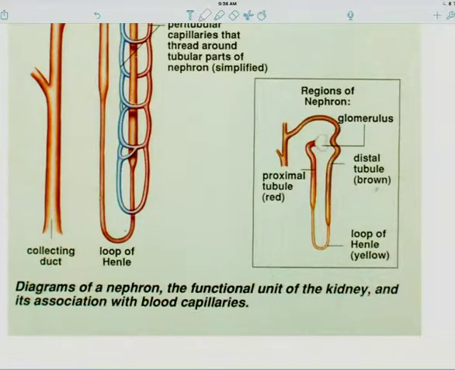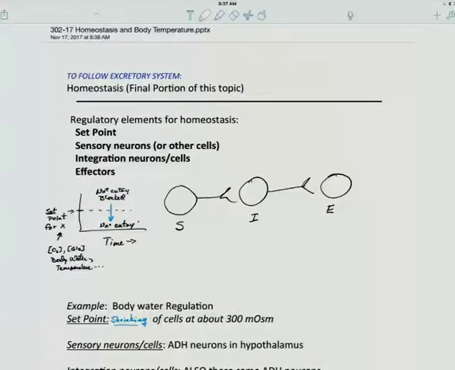Okay, any last questions before we switch over to temperature regulation? Okay, so that was homeostasis for keeping concentrations of waste and concentrations of valuable molecules at a steady state. There are lots and lots of other things that need to be homeostatic, staying about the same through time.